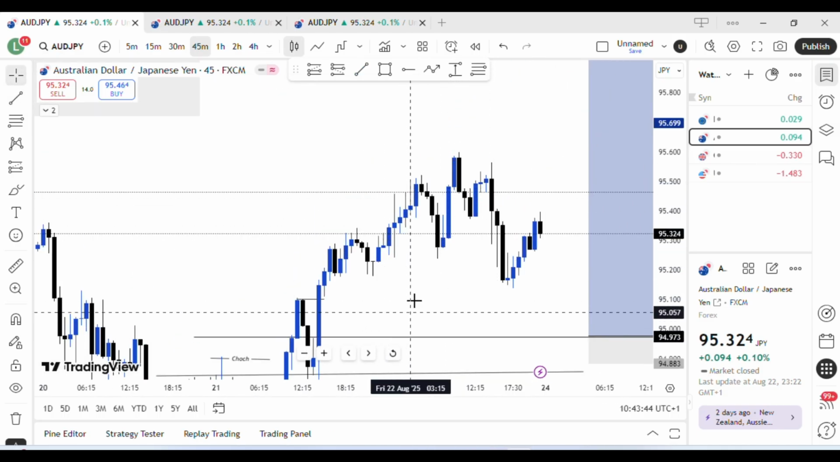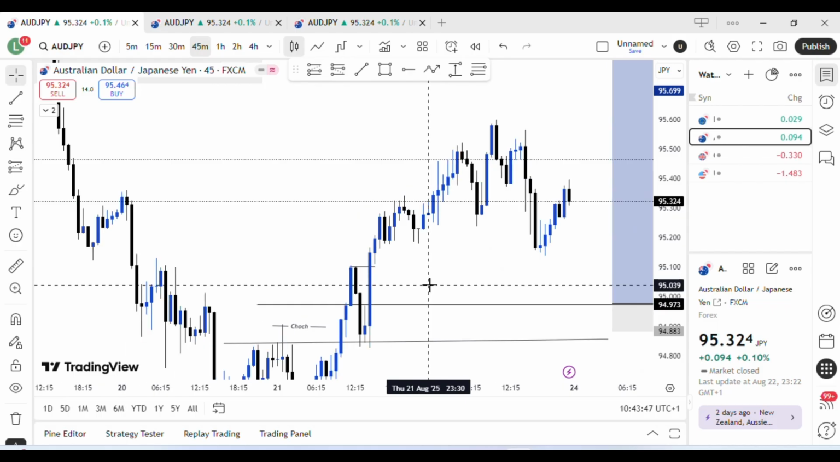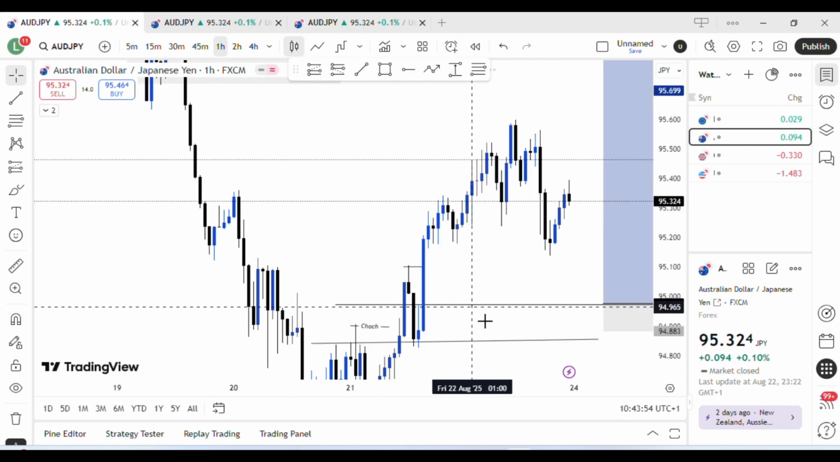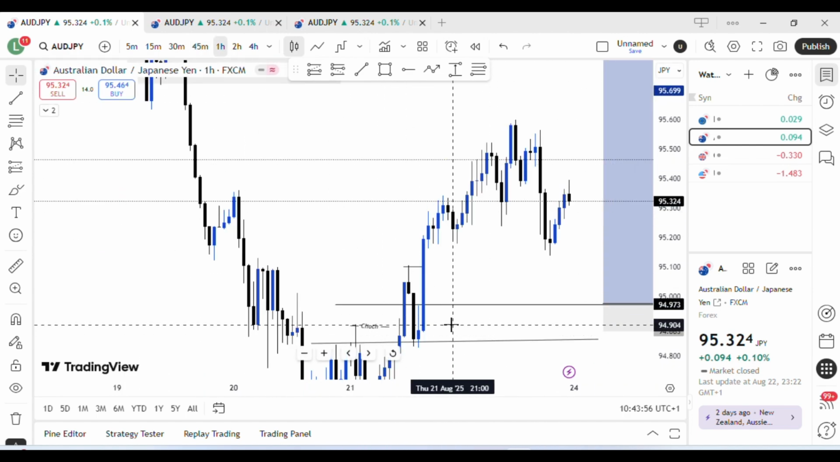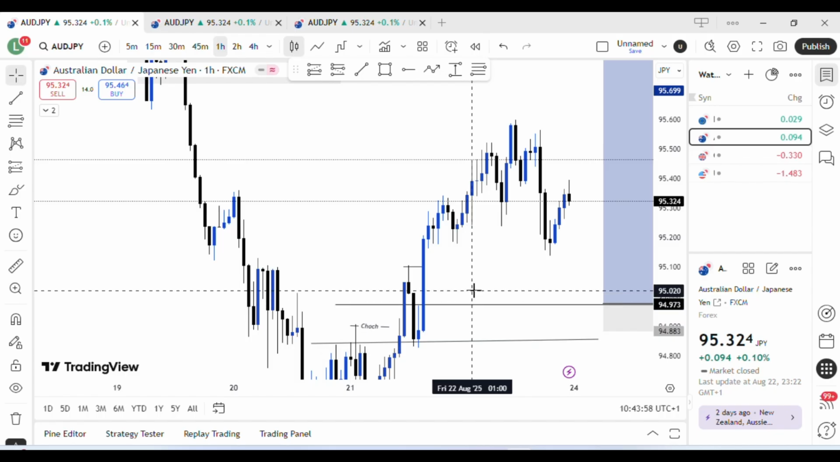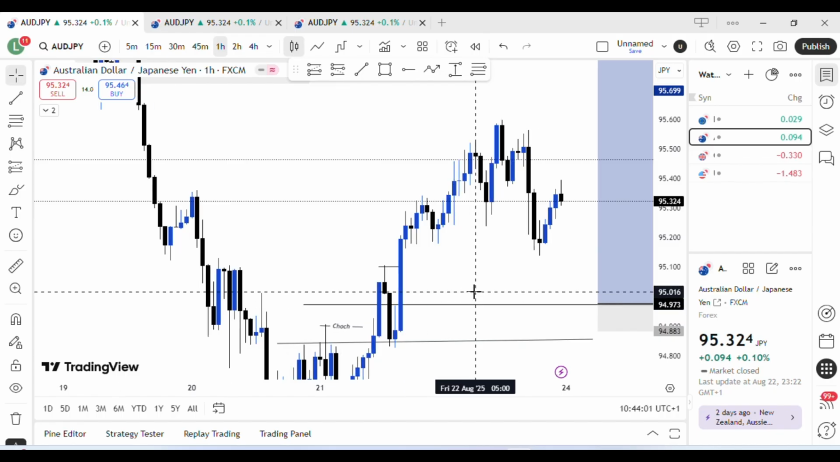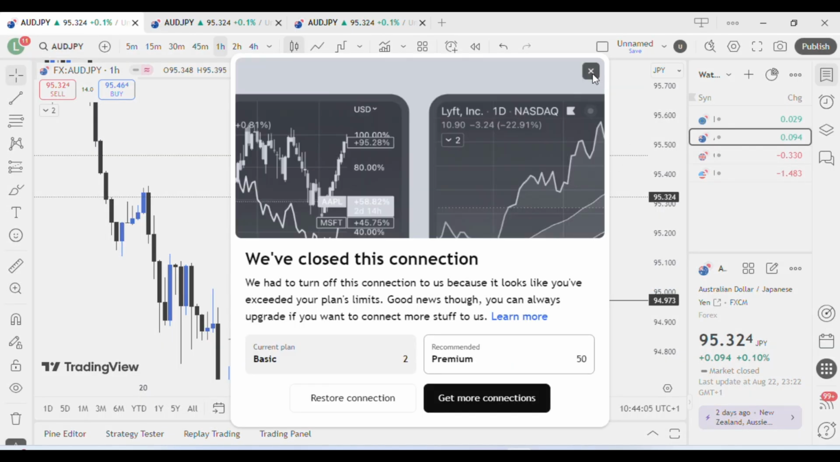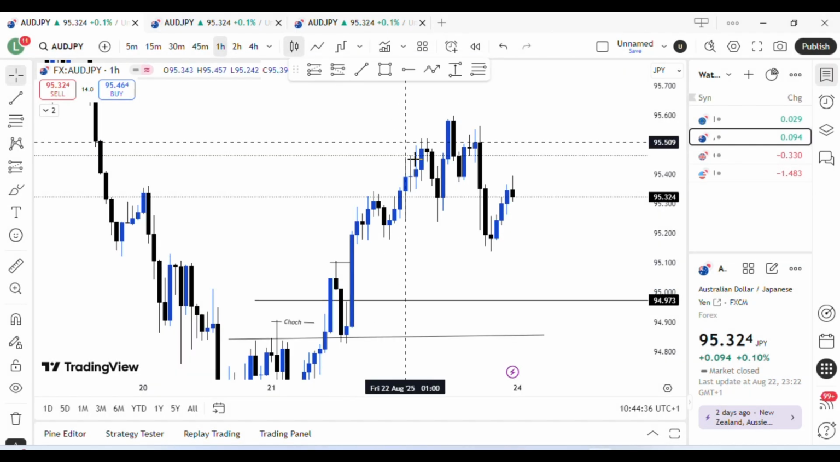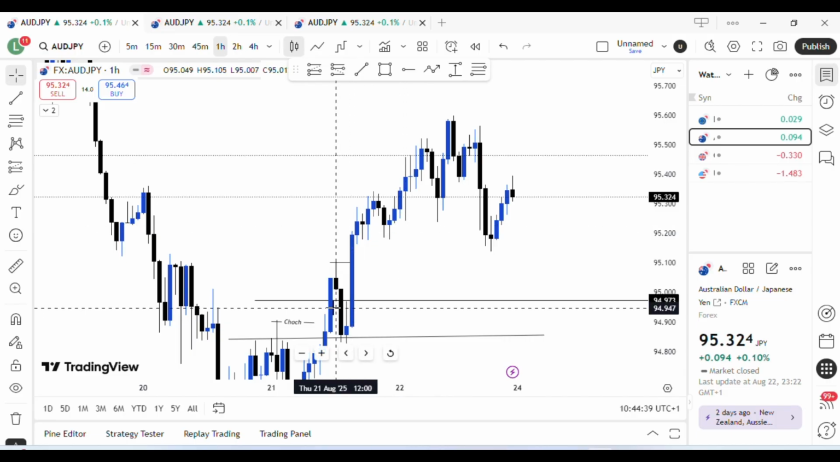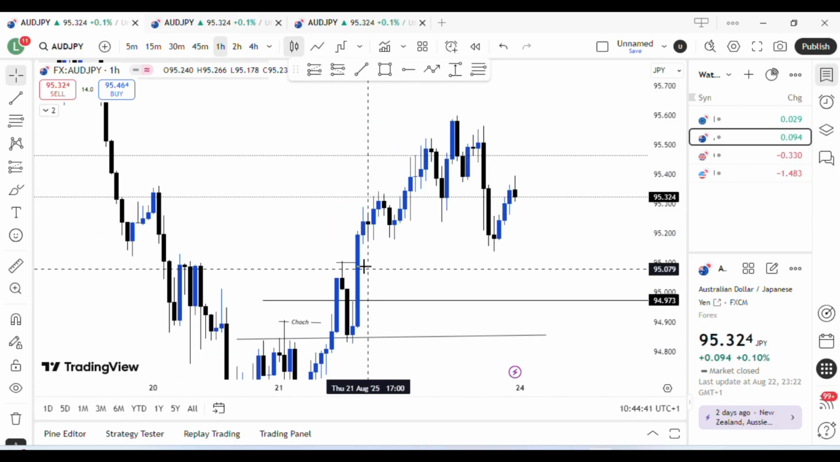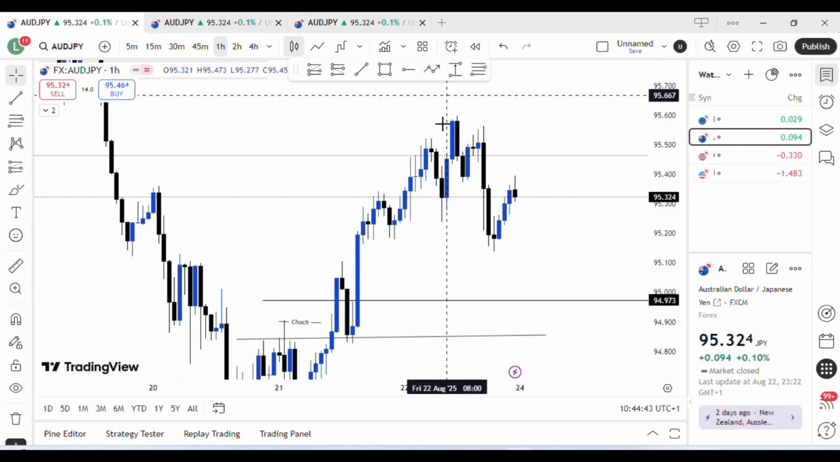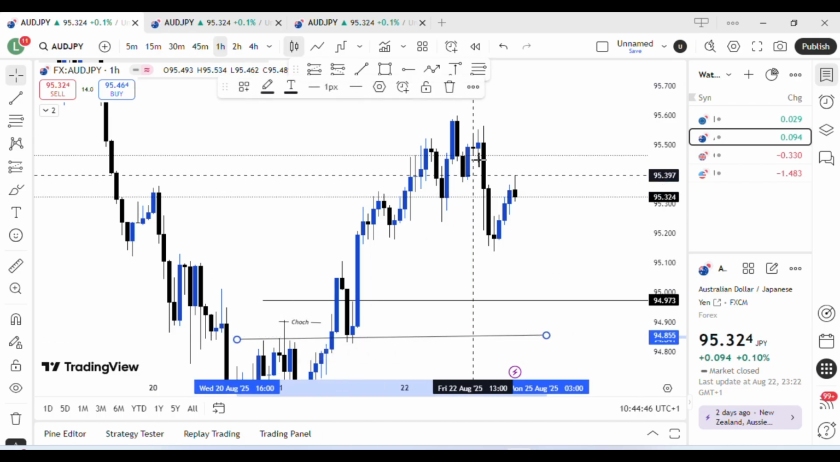It went up. Okay, now what is the next point of interest for this trade? Let's go to the 1 hour time frame. This is the next point of interest for this trade. You want to buy from this area.